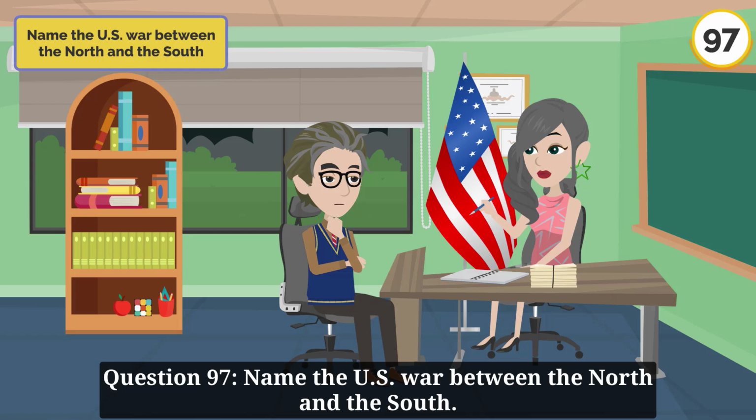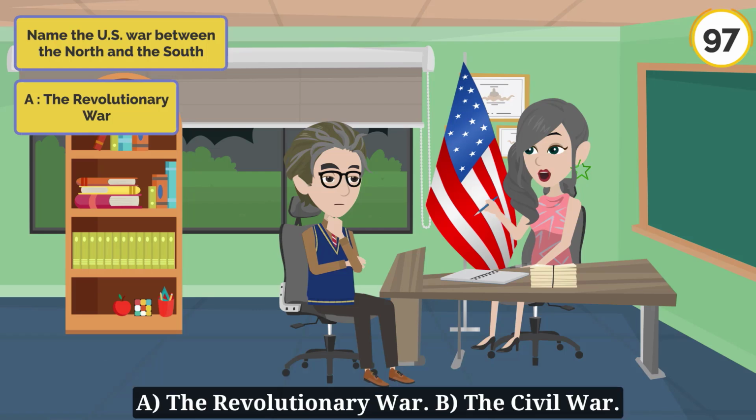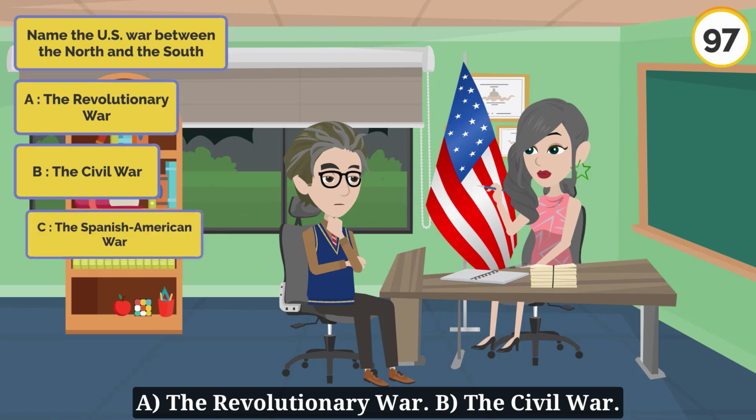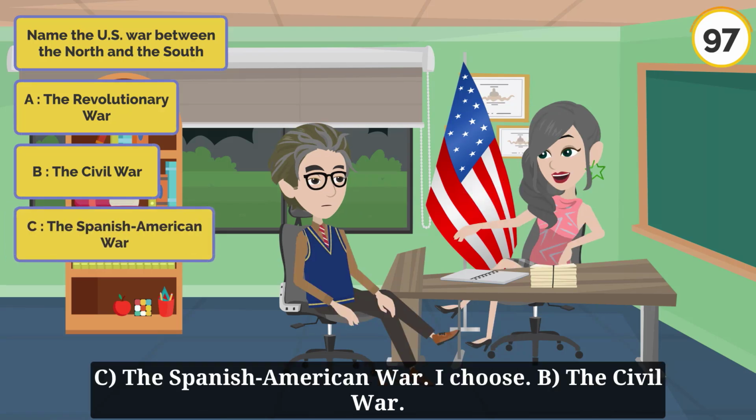Question 97. Name the U.S. war between the North and the South. A. The Revolutionary War. B. The Civil War. C. The Spanish-American War. I choose B. The Civil War.